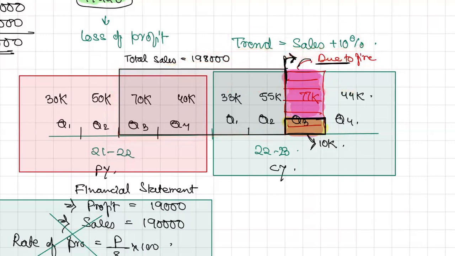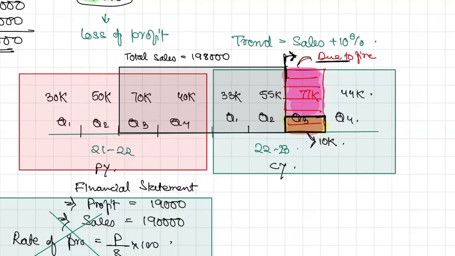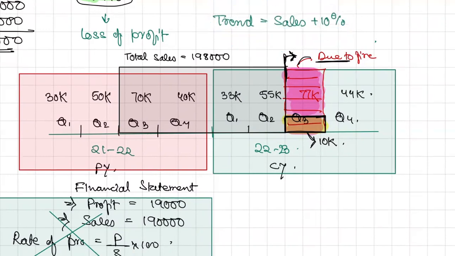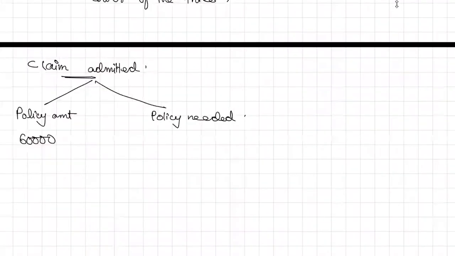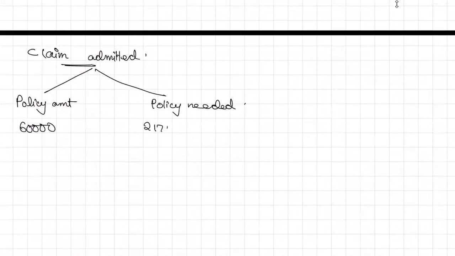वही करना पड़ेगा. So what will we do for this period? ओके, so here the sales will be 1,98,000 plus 10%. Why? Because this is the trend. Okay, so 1,98,000 into 10%. So it will be 2,17,800. This is my sales. Correct? Okay, so this was my sales, 2,17,800.